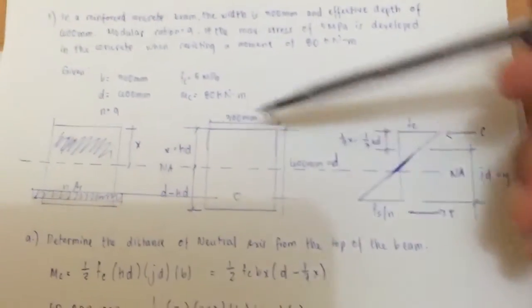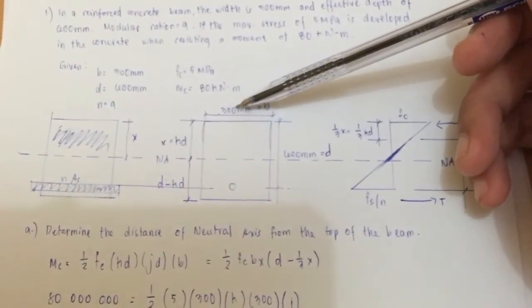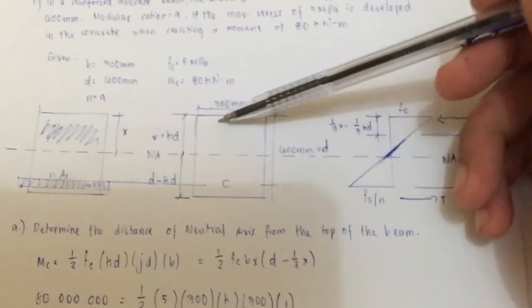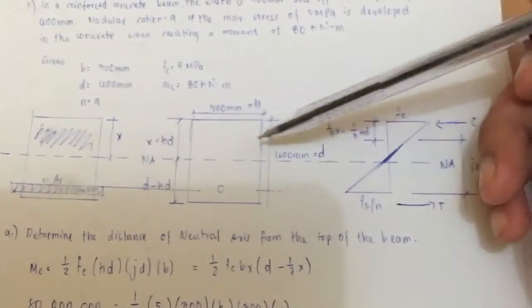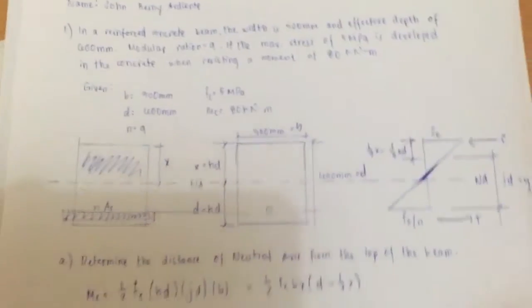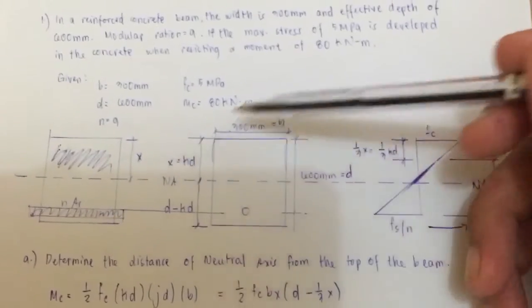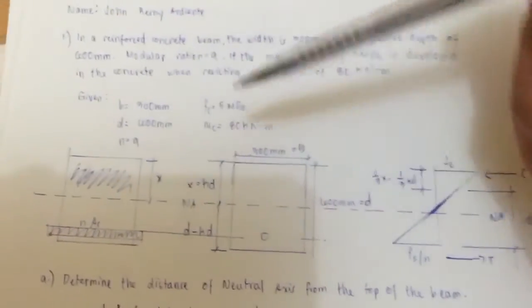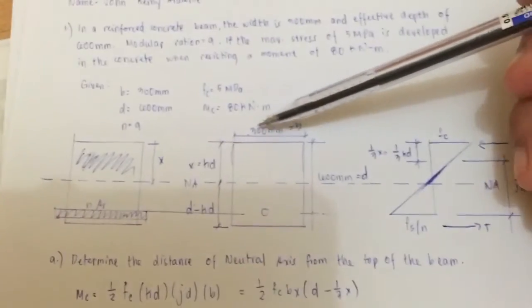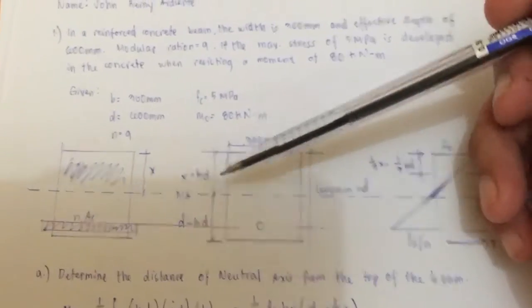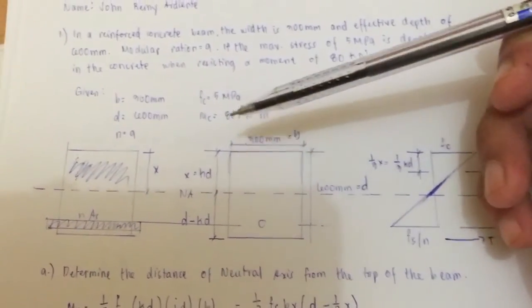So by that, we have 300 mm times x, and since this is a rectangular form, by that centroid, we can actually say that it is half of the neutral axis, which is 1/2 x. So with that, our moment above the neutral axis is just equal to 300 mm times x times the perpendicular distance, which is 1/2 x.